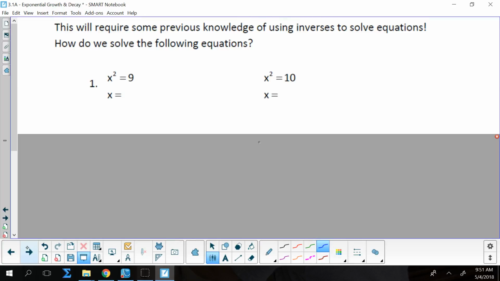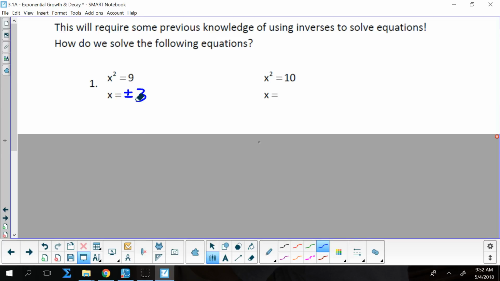Inverses to solve some equations. How do we solve the following equations? Well, x squared equals 9. How do we solve that? Square root both sides, right? What do I get as an answer? Plus or minus 3.